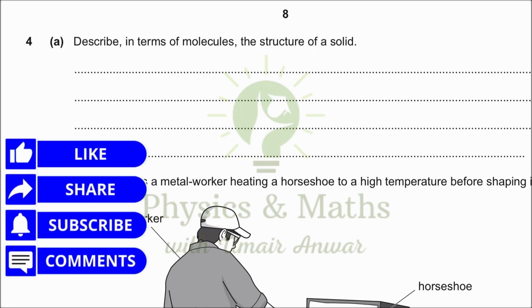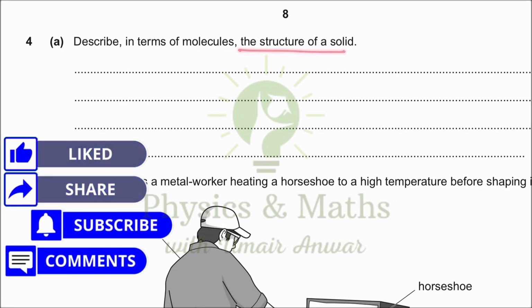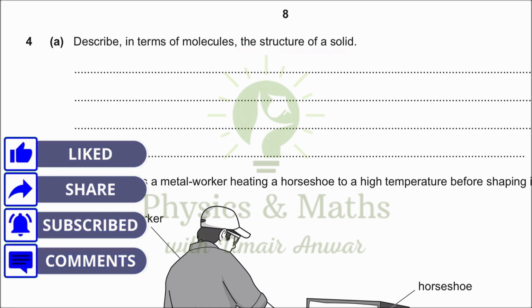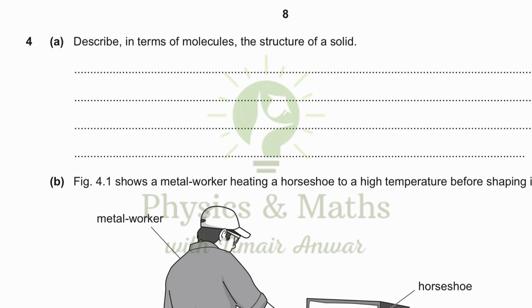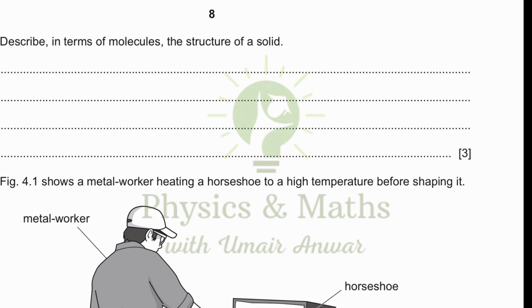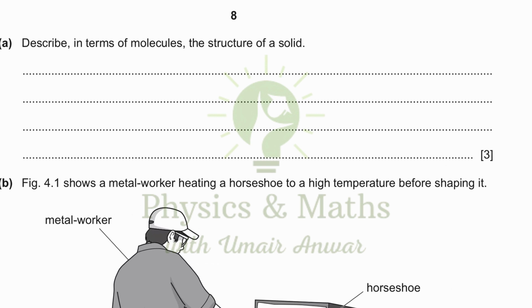Describe in terms of molecules the structure of a solid. So solid's structure is such a way that the particles are fixed in their positions. They cannot move. Molecules are present in lattice or a particular regular arrangement, and the molecules are closely packed together, tightly packed together. So these are the three things which are to be mentioned for a 3 marks answer here.